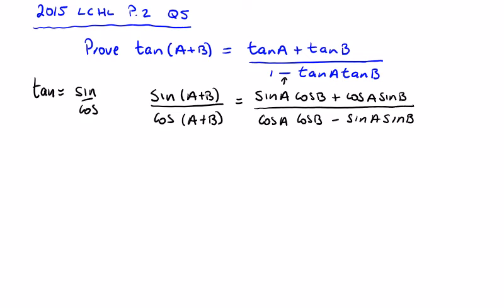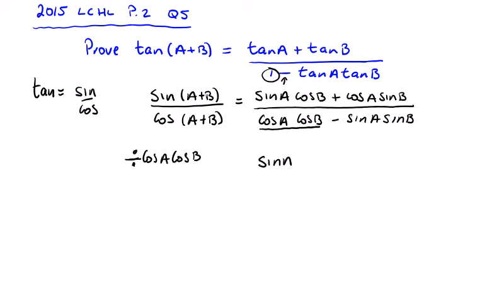Now, once you get to this step, you should see the rest of the solution. We have to get a 1 in this position here. So how would I change cos A cos B into 1? I would divide it by cos A cos B. So I'm going to divide every term by cos A cos B to not change the value of this equation.